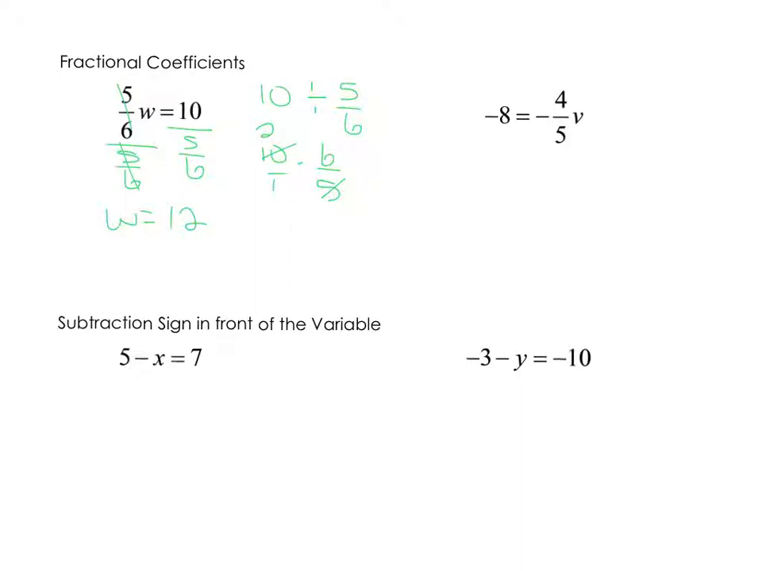The next one's very similar. It's negative 4/5 times v. So we're going to divide both sides by negative 4/5. Negative 4/5 divided by negative 4/5, that cancels. I'm left with v. Now, if you need to go to the side, this is negative 8 divided by negative 4/5. So to divide by a fraction, you multiply by the reciprocal. The negative times the negative is going to be a positive. We put that over 1. 4 goes into 8 two times. Negative 2 times negative 5 is a positive 10.